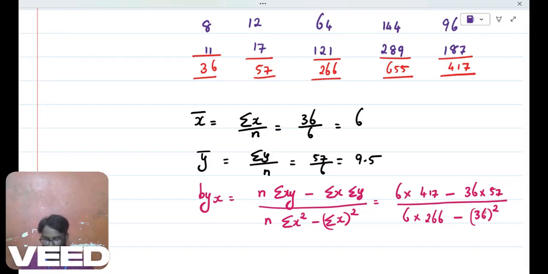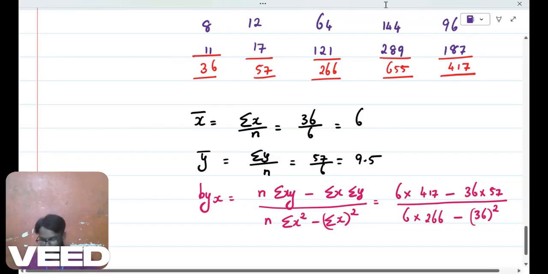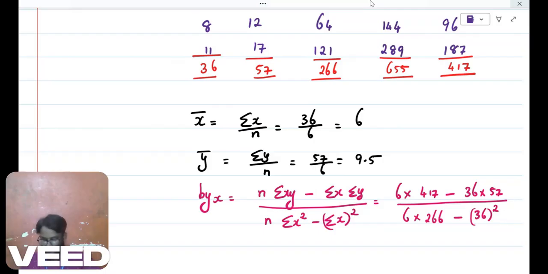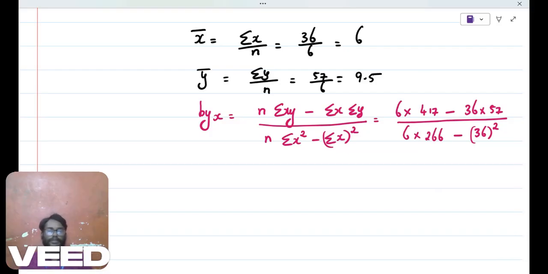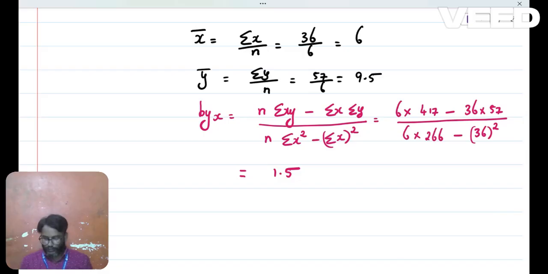you'll get the value. This is equal to 1.5. Clear? So we got this value as 1.5.